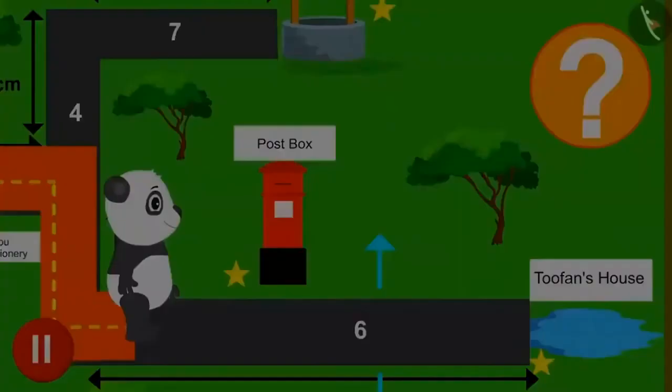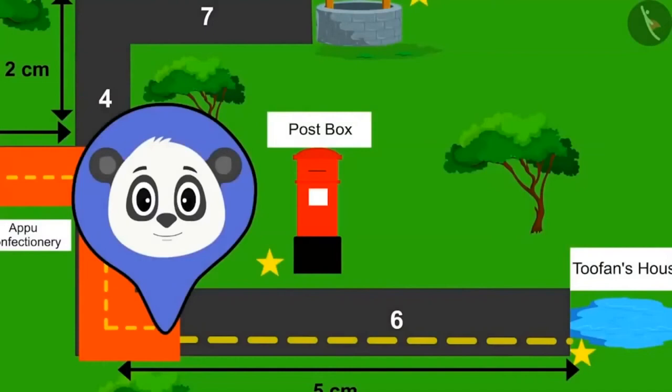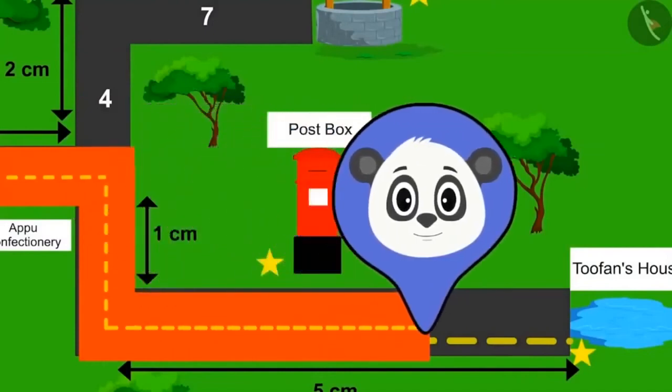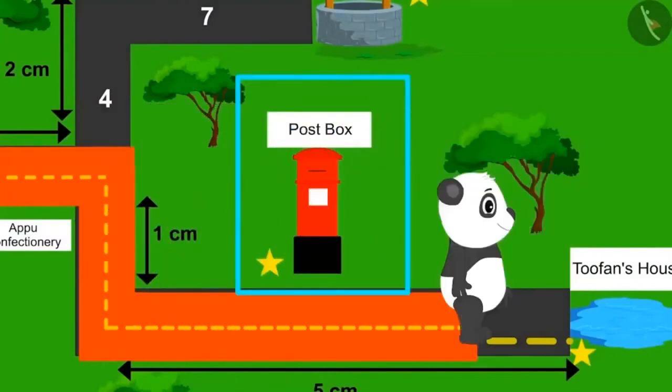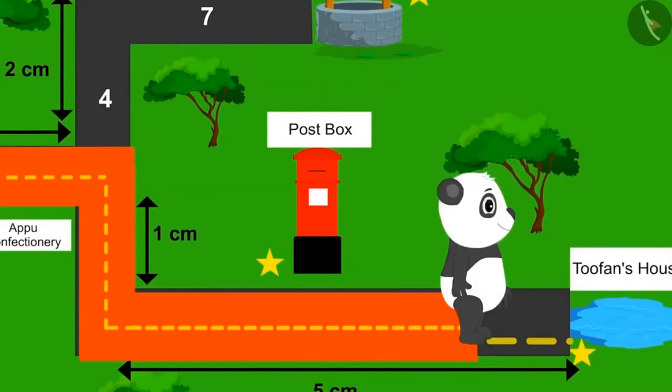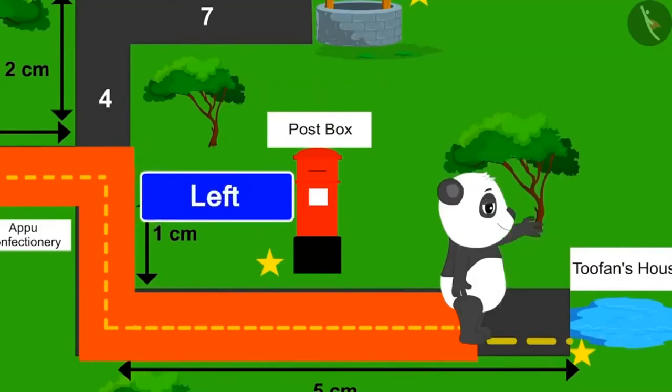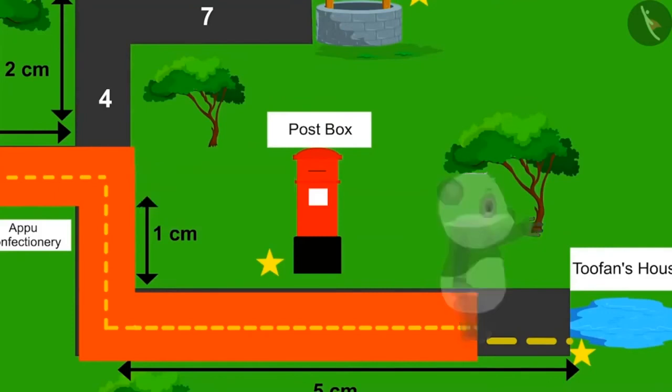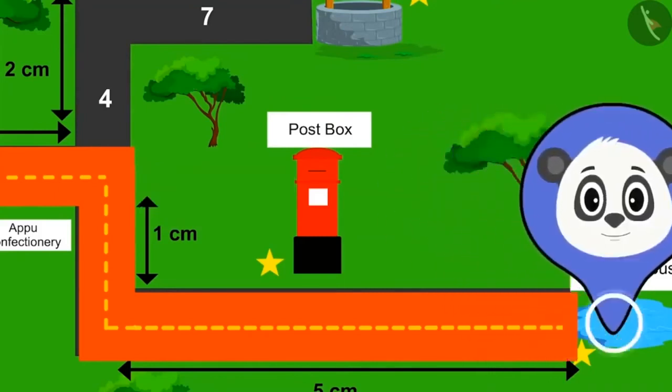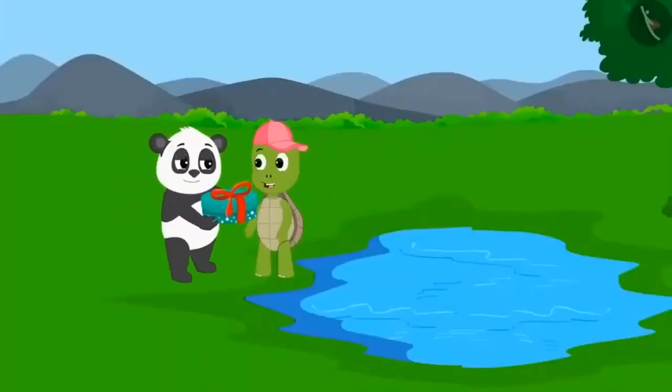Absolutely right. Walking on road number 6, Golu will pass next to the post box. The post box will be on his left hand side. Walking straight on road number 6, Golu finally reached Tufan's house. He gave Tufan the box of sweets that uncle sent and also gave him lots of birthday wishes. Children, in this lesson, we have learned about the right and left directions using maps.